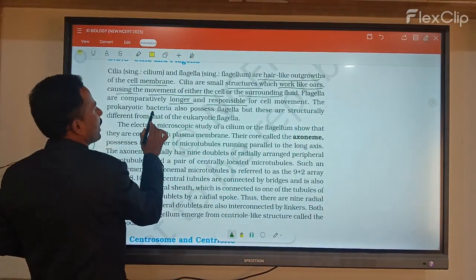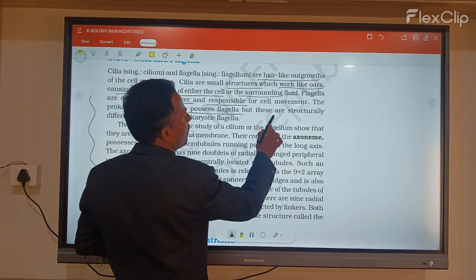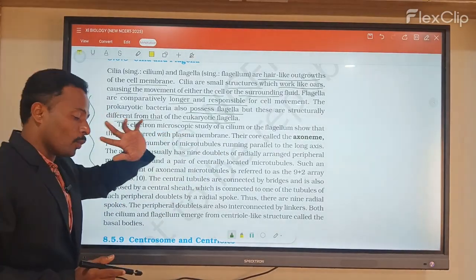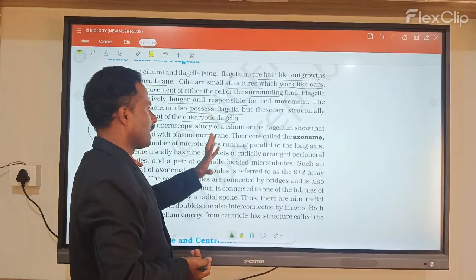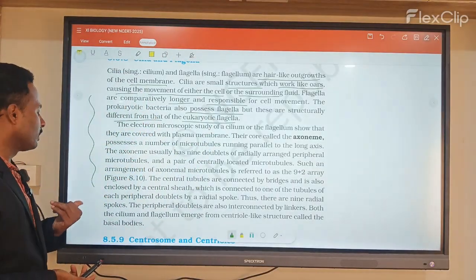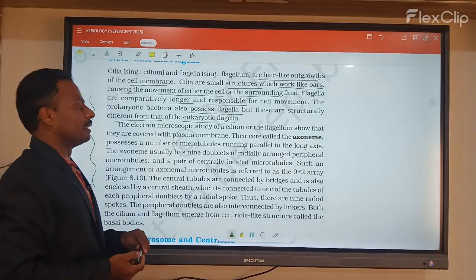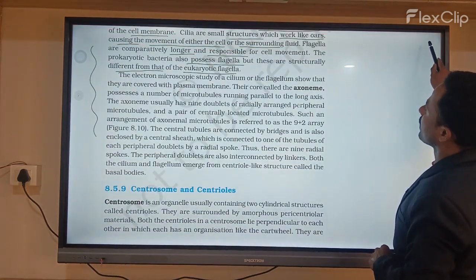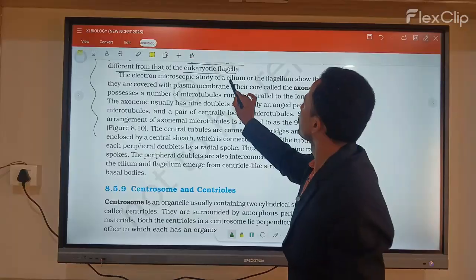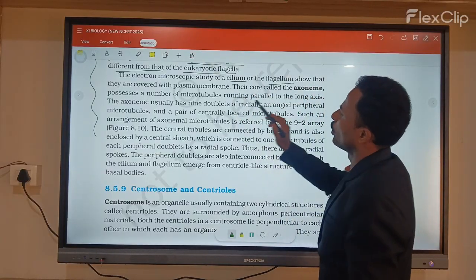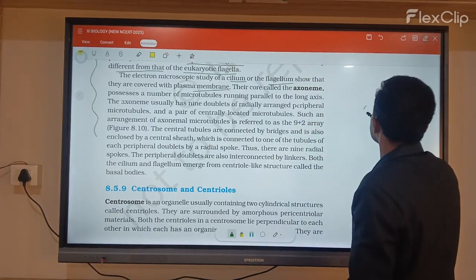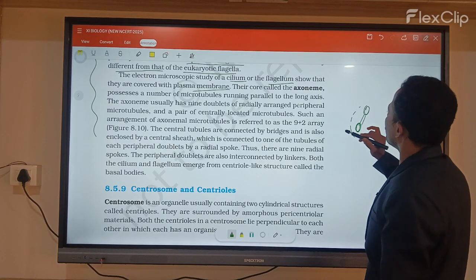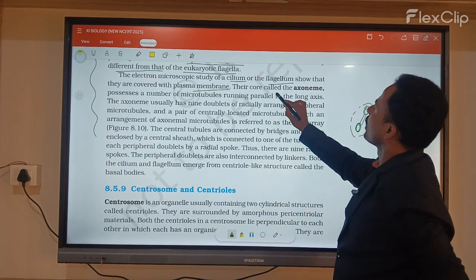Now, prokaryotic bacteria also have flagella, but they are structurally different from eukaryotic flagella. So prokaryotic cells have flagella, and eukaryotes also have flagella, but these two are different. Under the electron microscope, cilium and flagellum appear covered with a plasma membrane. The structures appear completely covered by one plasma membrane. The core is called the axoneme.